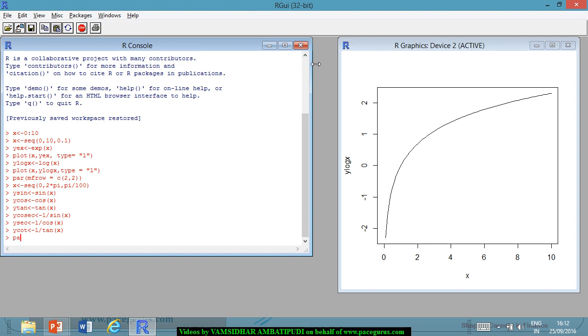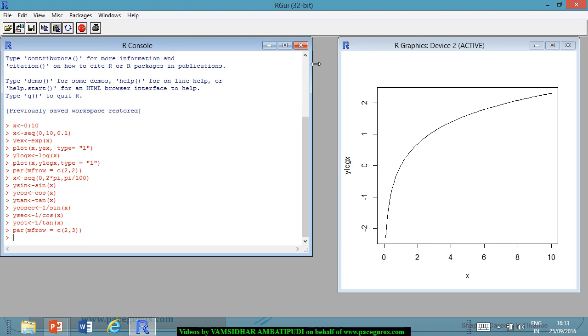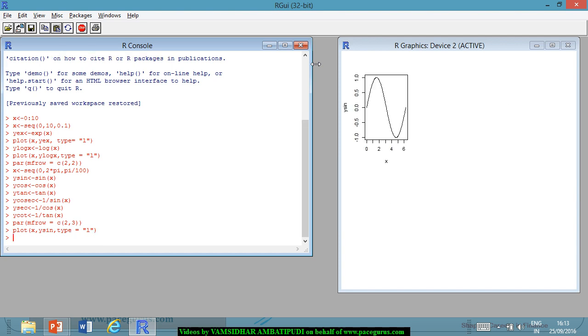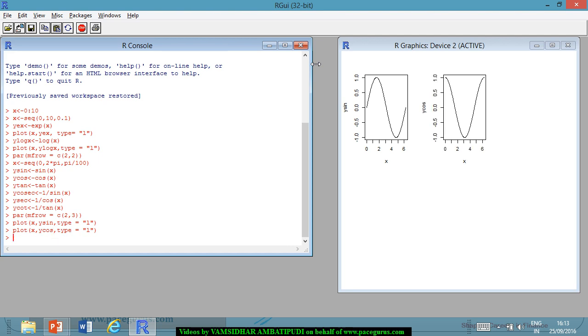It would have been better if I had taken it as 2 by 3 kind of a partition. So let me change it: mfrow equal to c(2, 3), 2 rows and 3 columns. Okay, now I'll do a plot x comma y sine, wherein I'm setting the type equal to L. So this is how I'm getting my sine curve. Now if I want cos, I'll put x comma y cos, wherein I'm getting my cos curve.